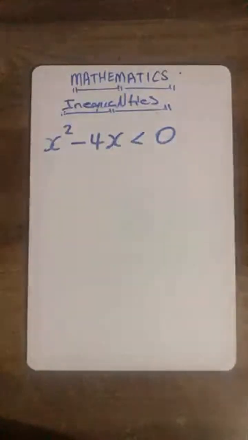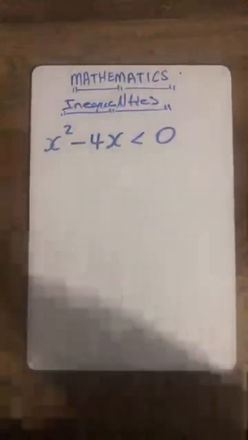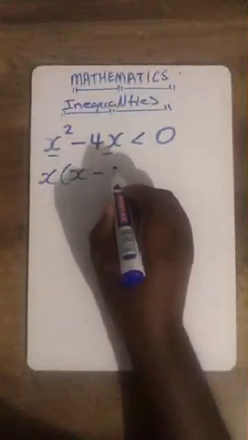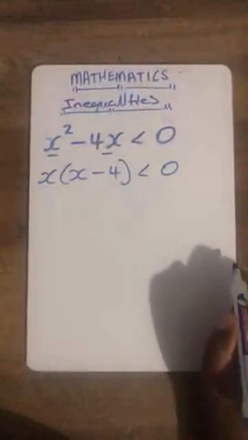Sinethemba Ncobo, you no longer give the critical values. So that means your answer must never have equal signs. Okay, so let's see. How would you work it out? Obviously, you need to factorize. You can take out x as a common factor. You've got x there, minus 4. You close the bracket. That is less than 0.